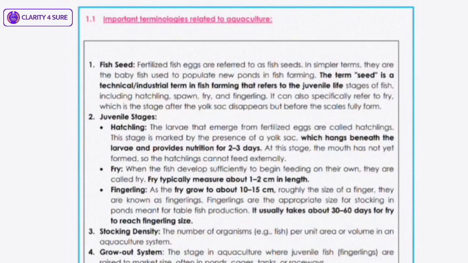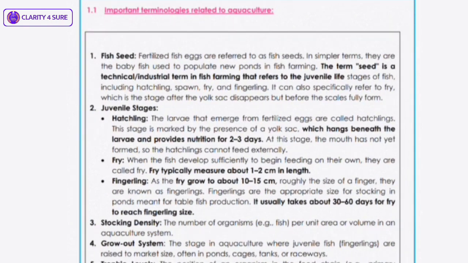Okay students, let's go to fingerling. Fingerling is when the fry will grow to about 10 to 15 centimeter. That is the size of a finger, so the name fingerling. They are slightly larger than juveniles, as you can see. So fingerlings are those which are appropriate for stocking in ponds. It will take usually 30 to 60 days for fry to reach fingerling size.